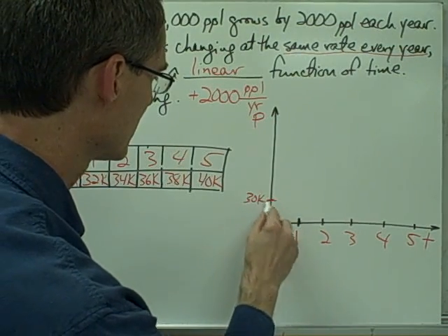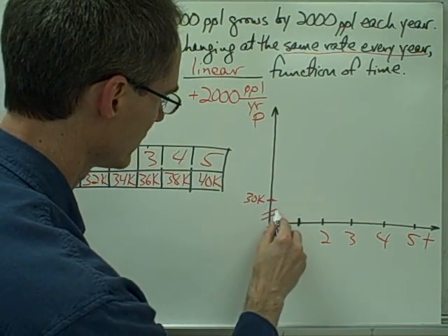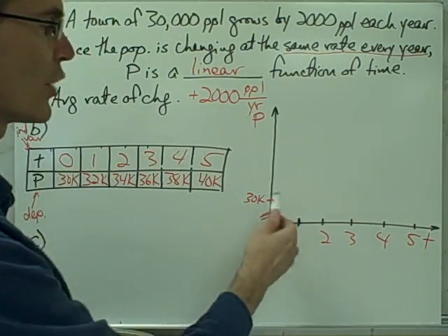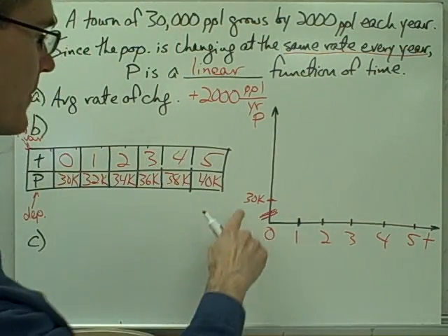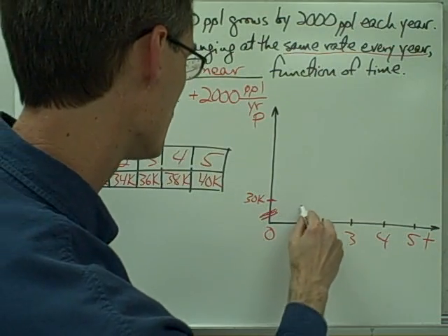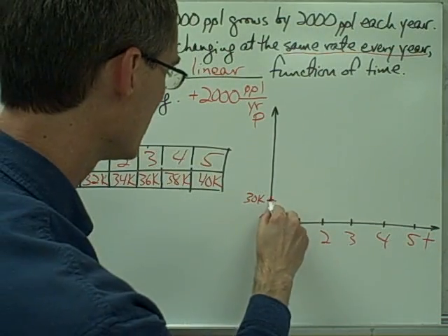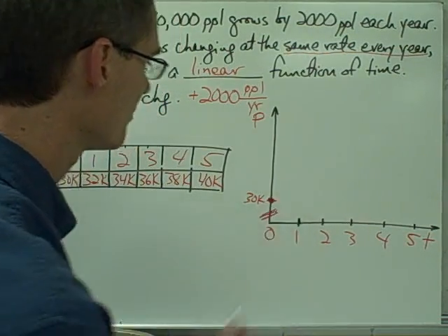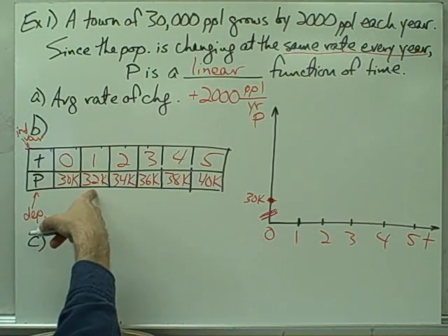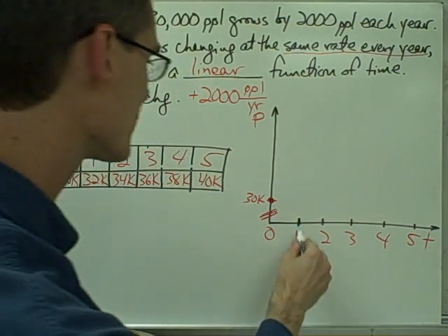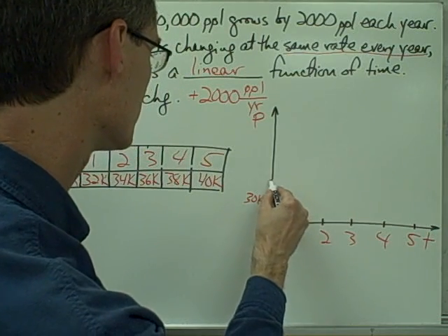And I don't know how far up that's going to go. Let me put a couple of lines in here to indicate a break in my vertical axis. So 30,000 at year 0. So I'm going to have a point right here on my graph that represents this point. At year 1, my population is 32,000.